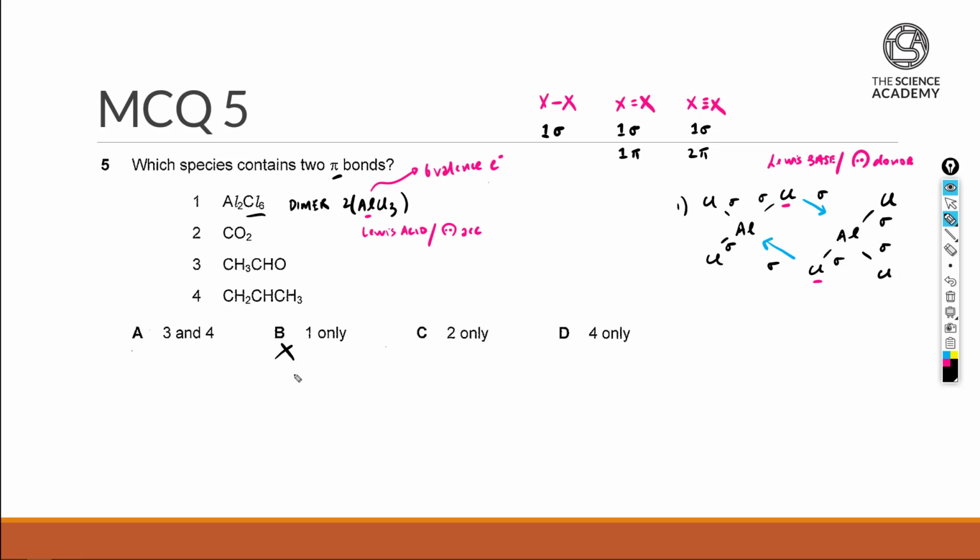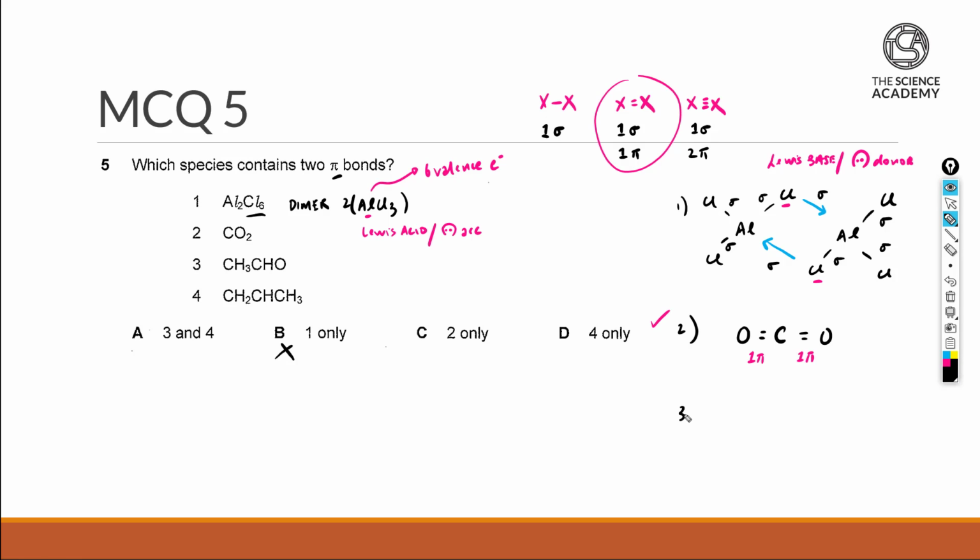I will not be selecting option B over here. Now take a look at number 2. We're looking at carbon dioxide. This is a linear configuration. It's easy to see that since this is a double bond, I have 1 pi bond over here, and I have another 1 pi bond over here, very similar to what I mentioned earlier. So number 2 definitely is a contender because there's a net total of 2 pi bonds.